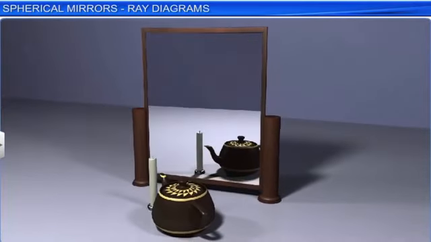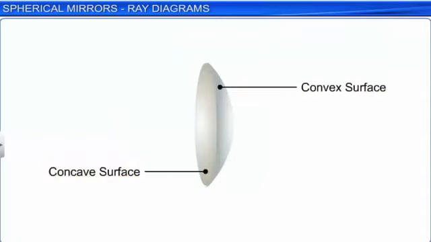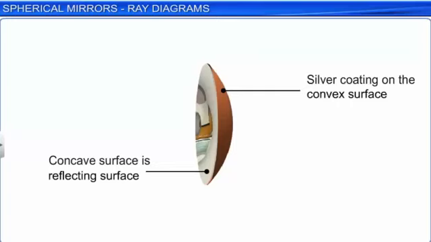You have already learned about plane mirrors. But mirrors are not always flat. Take a hollow glass sphere and cut a small portion out of it. The inner hollow surface of this cut portion is called the concave surface, and the outer bulging surface is called the convex surface. If the convex side is given a silver coating, and the smooth concave surface acts as a reflecting surface, the mirror is called a concave mirror.